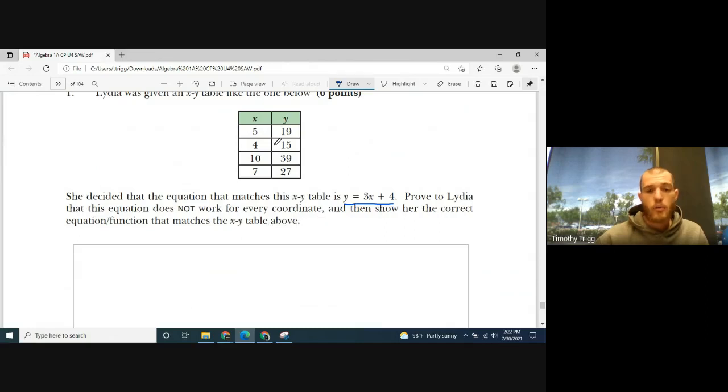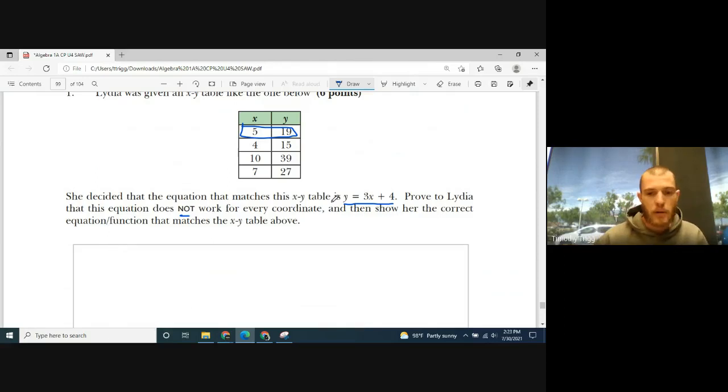Okay, so let's go ahead and check to make sure. Let's see if Lydia's equation works. We already know it does not work, right? Because they already told us. But the way we check that is by checking the points and seeing if these points will work in this equation. So you replace the x in the equation with the x value. So let's try this first point. So x is 5, y is 19. We're going to replace the x in the equation with 5 and the y in the equation with 19.